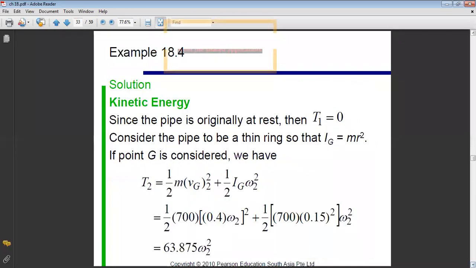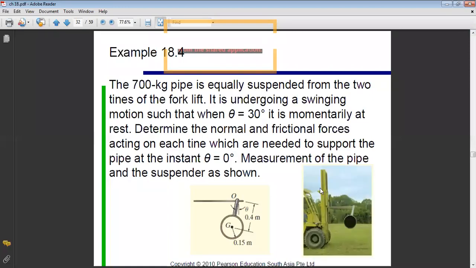So first, what should I do? First, you know that to calculate the reactions N and F, you need to find AN. And to find AN, you need to calculate V. Why do you need to find AN? Because at the vertical position, what are the forces acting on your system? At the vertical position, you have the weight.